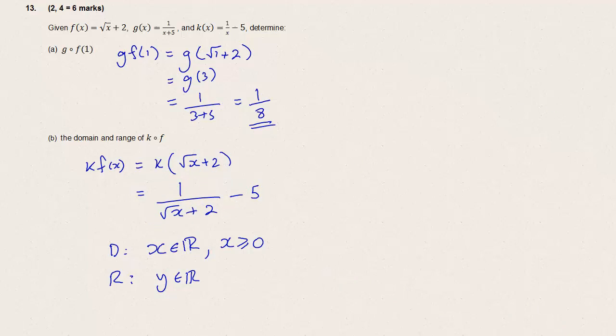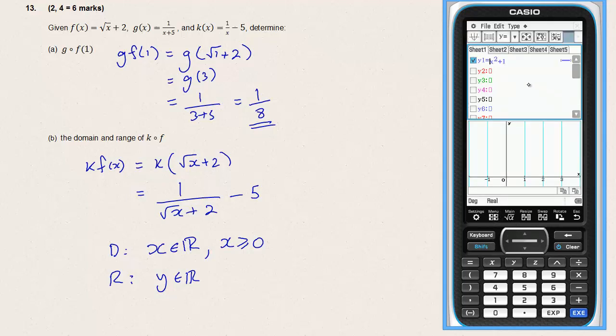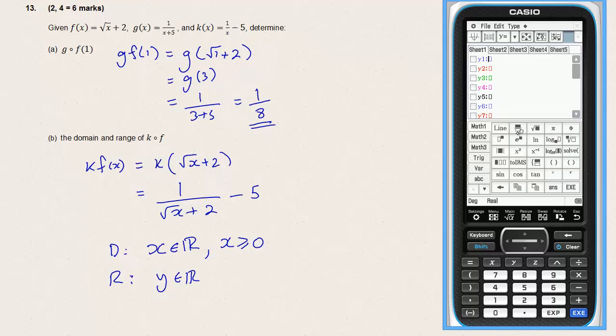Now don't forget that you can graph this, so that definitely will help you to have a picture of what's going on. So let's go and graph it. So we'll clear anything that's there at the moment. And what do we have? So if we get the keyboard, we're going to have 1 over the square root of x, add 2. And then we're going to take away 5 from that. Okay, and graph it.